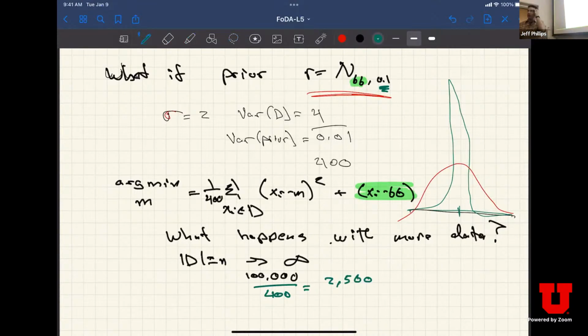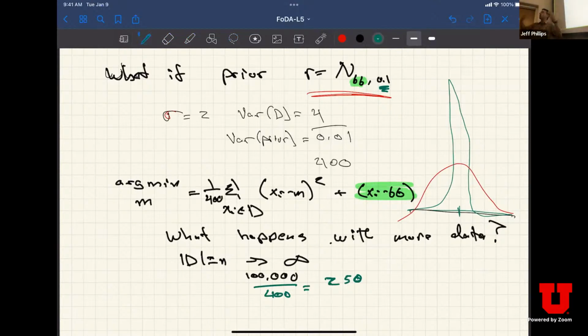So is that right? So 2,500, right? So if I have 100,000 data points, even if it takes 400 of them to be worth as much as the prior, in sum the effect of all these is going to be worth... Maybe it's 250. Yeah. Okay. Good. So 250, right? So it's going to be worth 250 times as much as the prior.